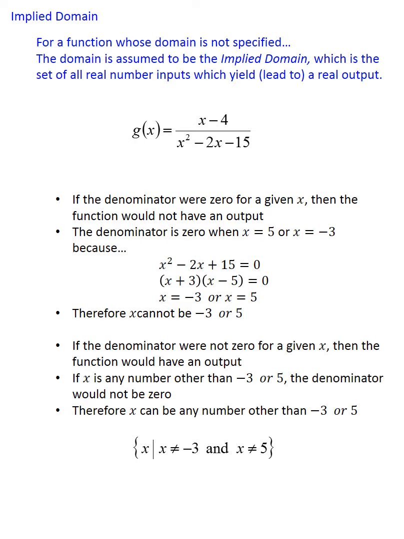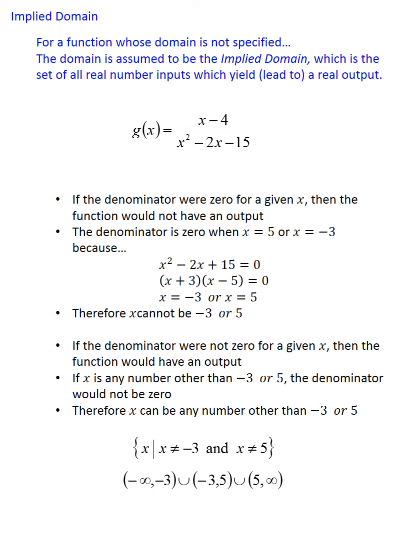So I can state my domain as the set of all x such that x isn't negative 3 and it isn't 5. By the way, this can also be expressed using interval notation. It looks strange, but what I'm essentially saying here is x can be anything negative infinity through negative 3, not including negative 3, or, as represented by the union symbol, any number negative 3 through 5, not including negative 3 or 5, or any number 5 through infinity. And while this may seem strange, it is sort of the traditional way of writing the domain of this function.